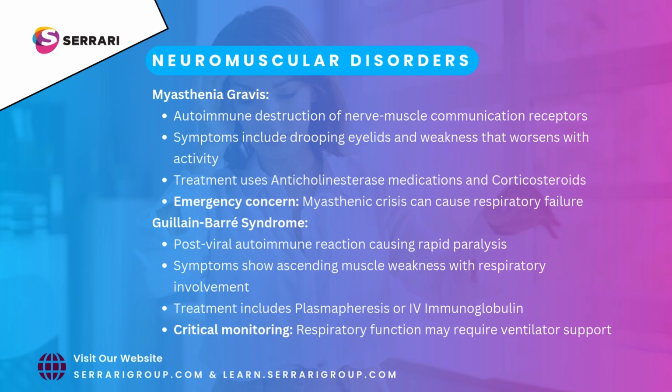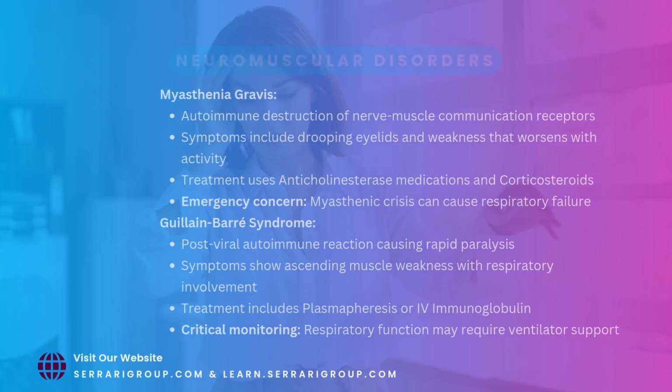Guillain-Barré syndrome: post-viral autoimmune reaction causing rapid paralysis. Symptoms show ascending muscle weakness with respiratory involvement. Treatment includes plasmapheresis or IV immunoglobulin. Critical monitoring: respiratory function may require ventilator support.